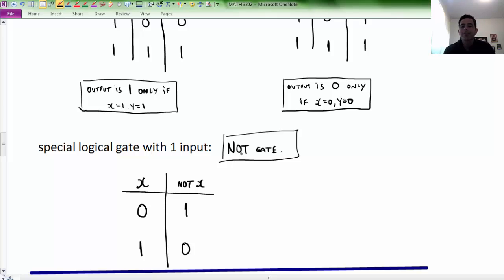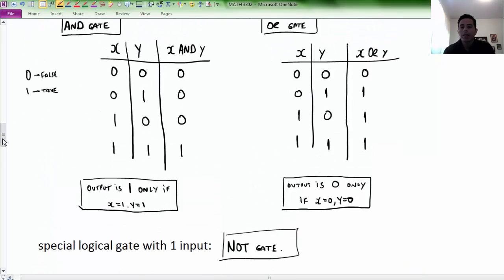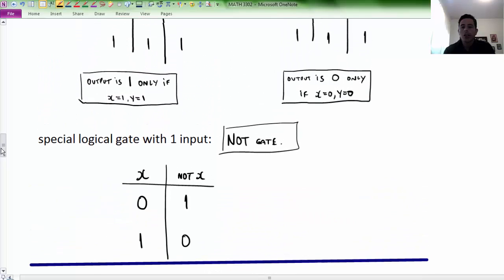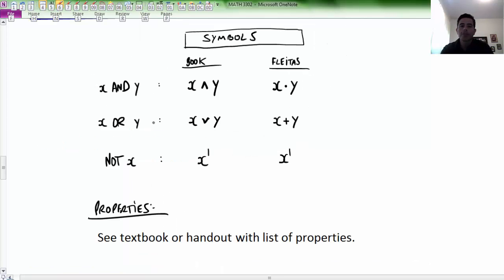It's the opposite. So with those three gates, the AND gate, the OR gate, and the NOT gate, we'll construct something called the Boolean algebra. Okay.